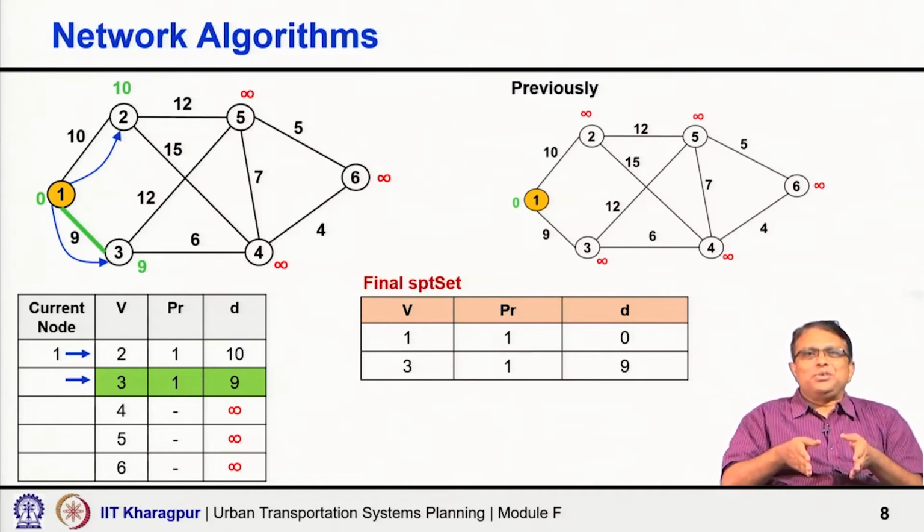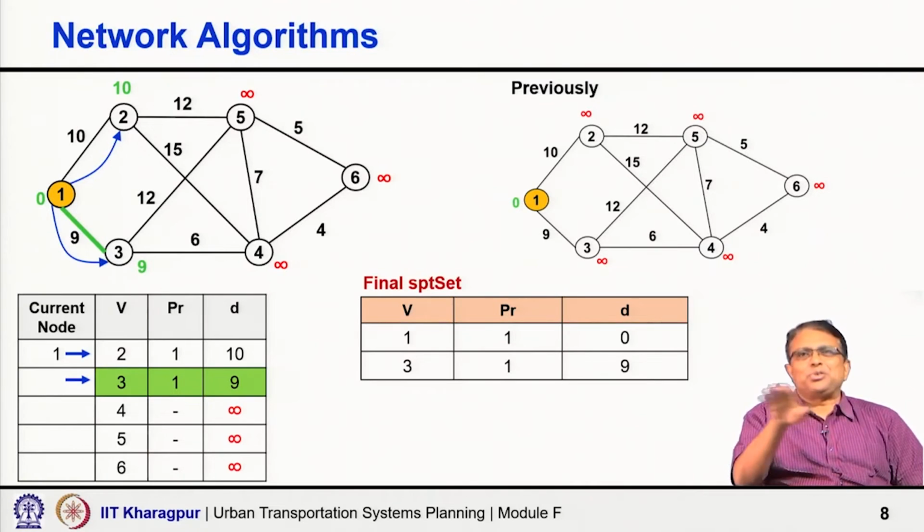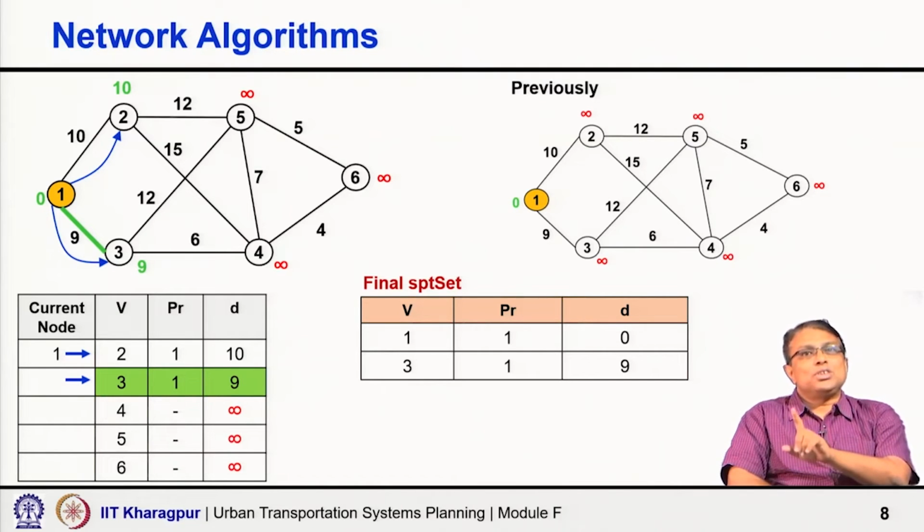So, among all these values, what is the least one? 9. That is for what? For node 3. So, 3 I am permanently leveling, I am transferring 3 from tentative levels to permanent level. So, you can see this final SPT set. Now, 3 is transferred here. Earlier, I had only one node, node number 1 with predecessor 1 cost 0. Now, I have permanently leveled also in this iteration node number 3 with predecessor 1 and cost as 9. So, node 3 will get transferred from temporary level to permanent level. It will not go back again to that temporary level, because we are not going to touch it anymore.